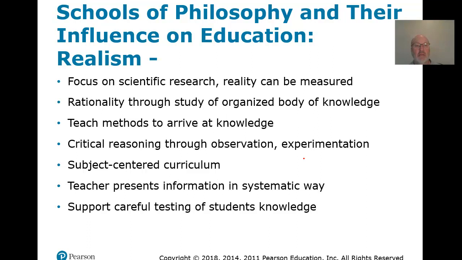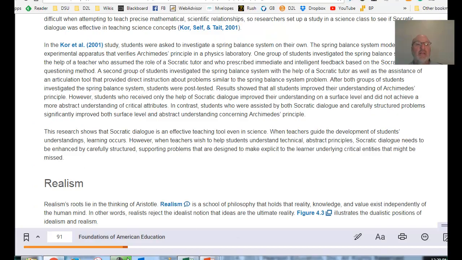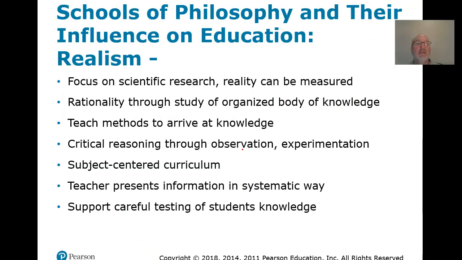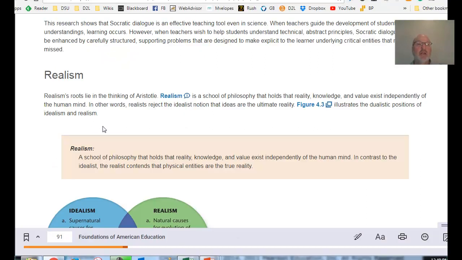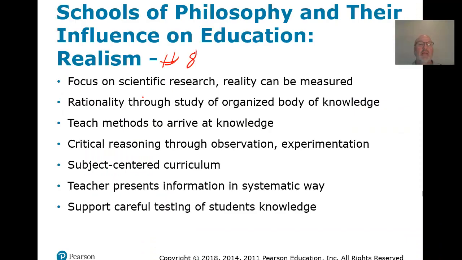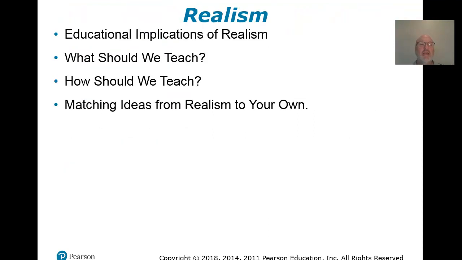Okay, so here we'll start again. This will be number 8 as we talk about realism. We had this before, but you're going to bring this definition from the textbook in there. And then again, it gives you a focus on scientific research. Reality can be measured. Study of organized body of knowledge, teach methods to arrive at knowledge. It takes you through all these, and then I ask you these questions.